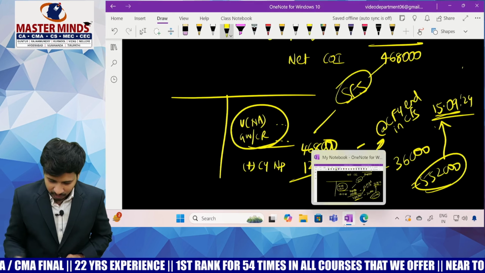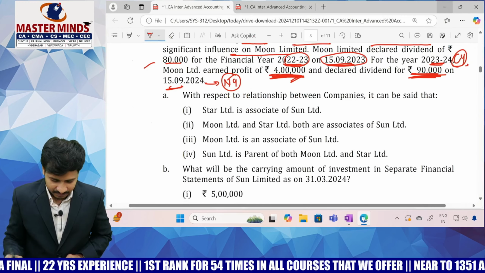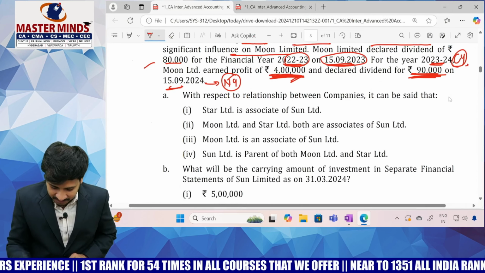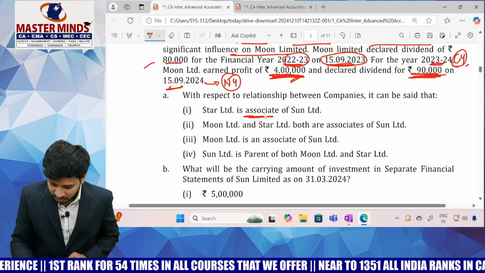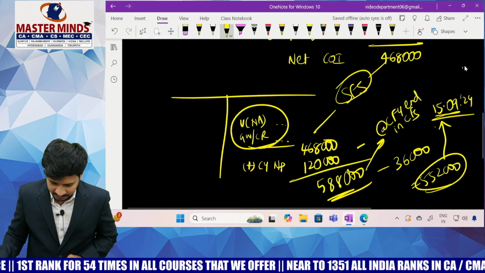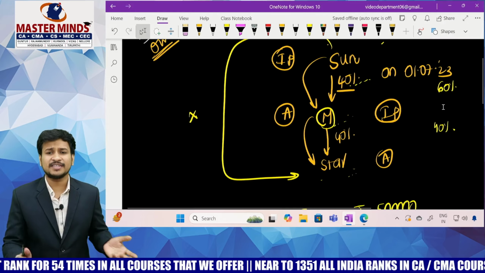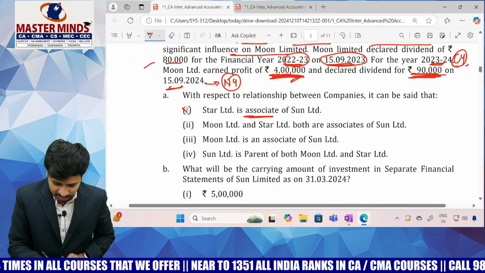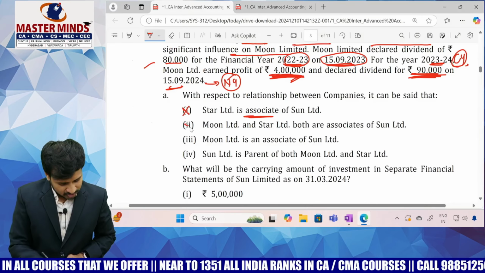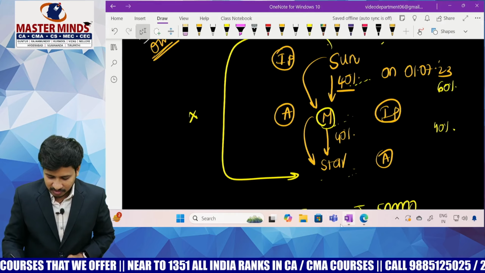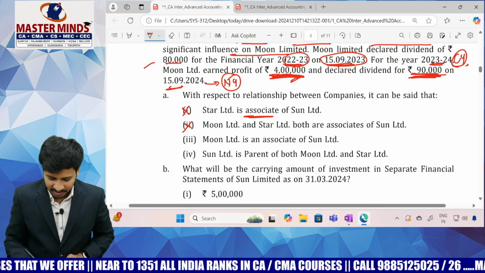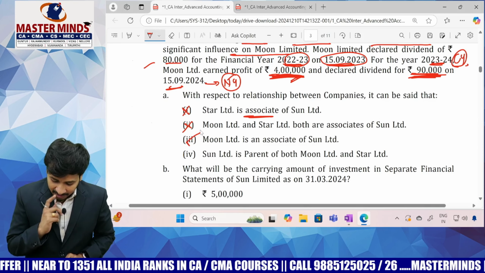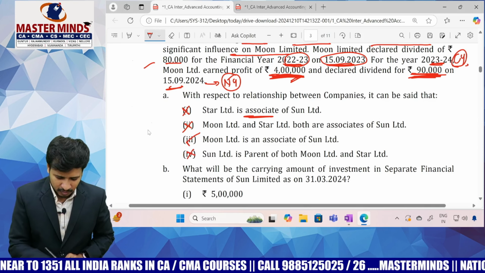If you observe now, what are the questions? With respect to the relationship between the companies, it can be said that Star is an associate of Sun. Let me check. Just now we discussed that an associate of an associate is never an associate, and hence Star is not an associate. Moon and Star both are associates? Wrong answer. Moon is an associate of Sun. Yes, primary relation, which is perfectly correct. Sun Limited is parent of both Moon and Star? No. Only option 3 is correct.